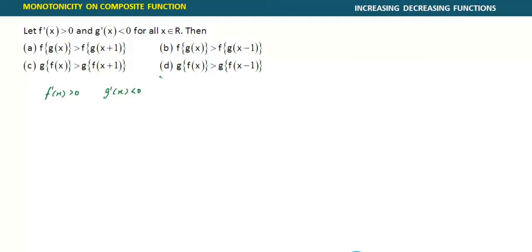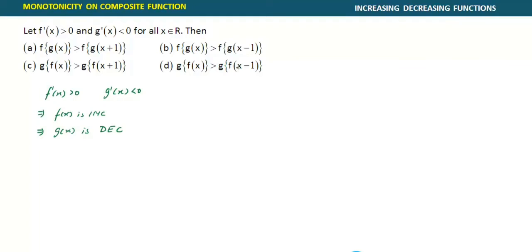So when you say that f dash x is greater than 0, what I can imply from here is that f(x) is increasing, right? And when g dash x is less than 0, g(x) is decreasing. So these two properties are given to you in the question. Now you are asked to select which of the 4 options is or are correct, right?